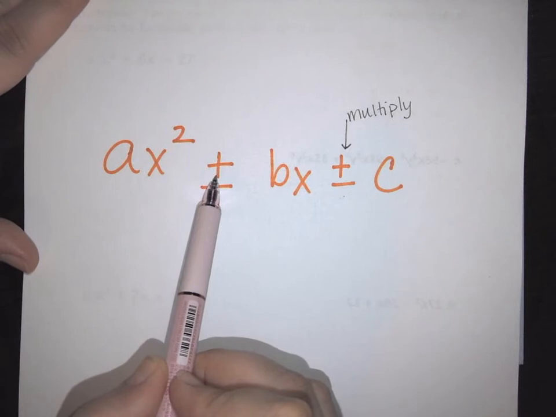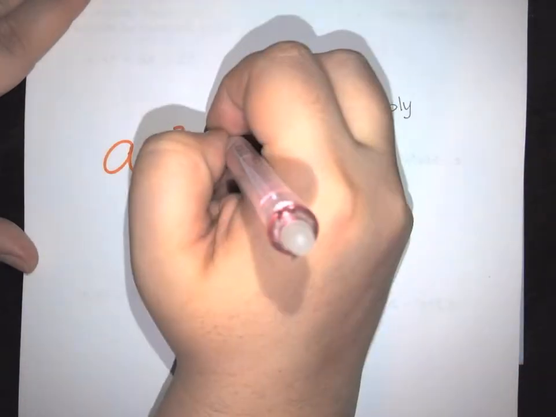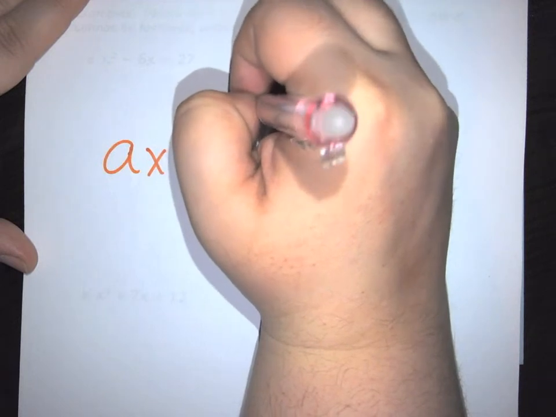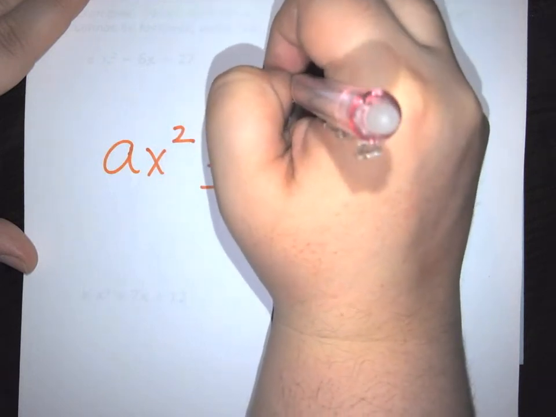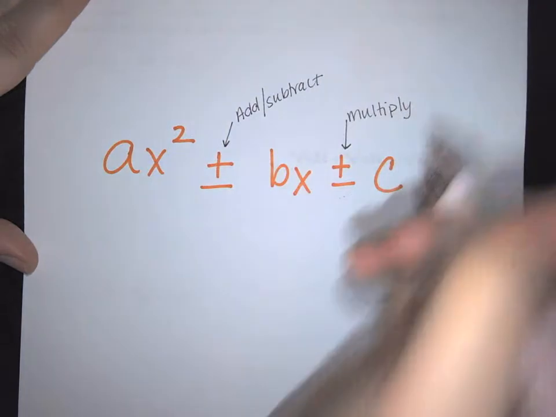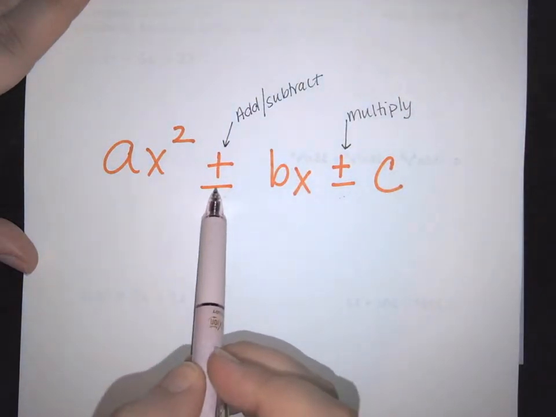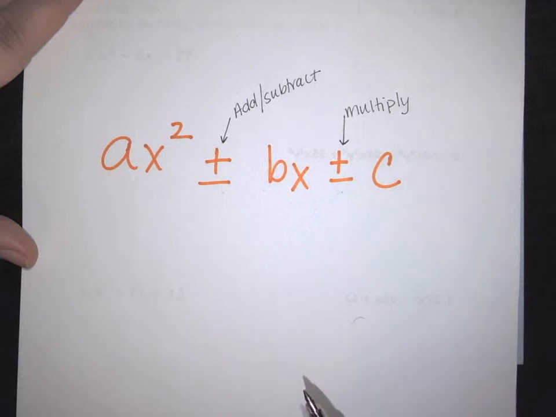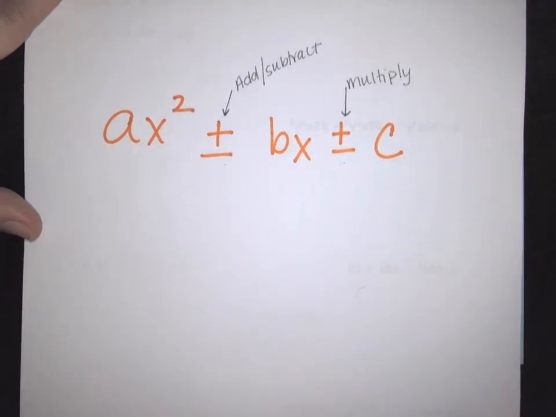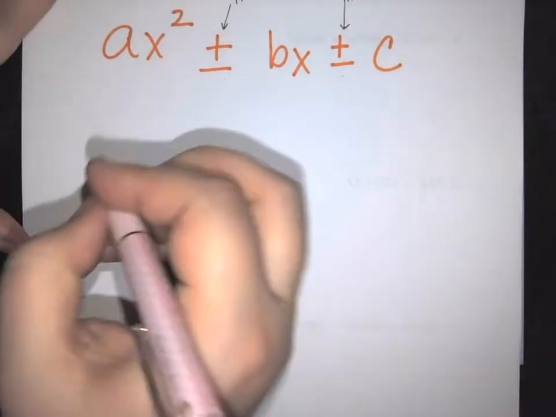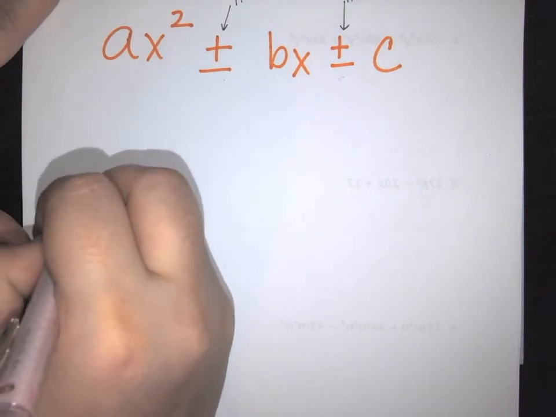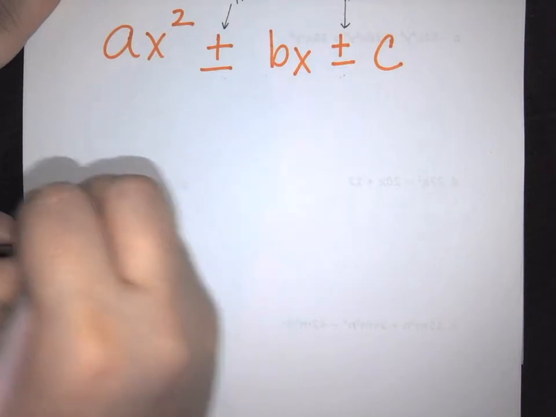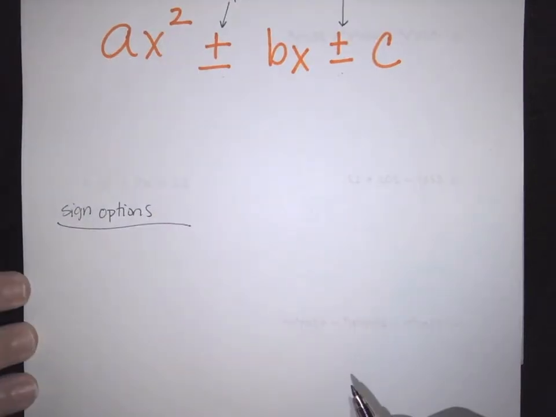When we're talking about the middle sign, or the sign of your B term, this one tells you that you are going to add or subtract. Or essentially, you have to add to this term. Now with that, there's a few things that occur. First, we have sign options.